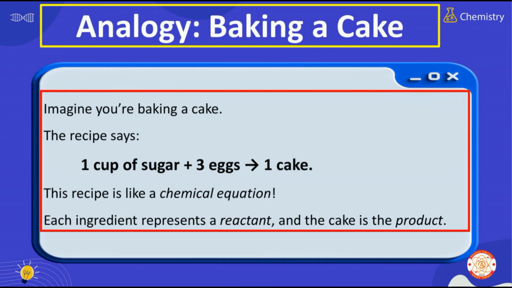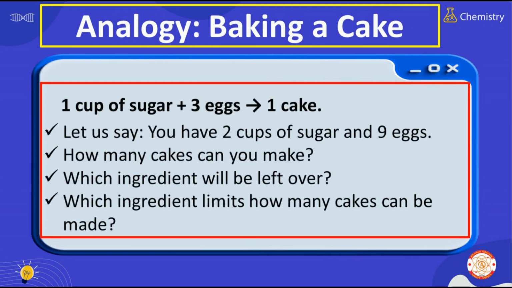So I'm going to use this analogy to explain the ideas related to today's topic. So imagine you are baking a cake and the recipe says 1 cup of sugar and 3 eggs make 1 cake. Remember, each ingredient represents a reactant and the cake represents the product, right? Exactly. Now, let us say you have 2 cups of sugar and 9 eggs.